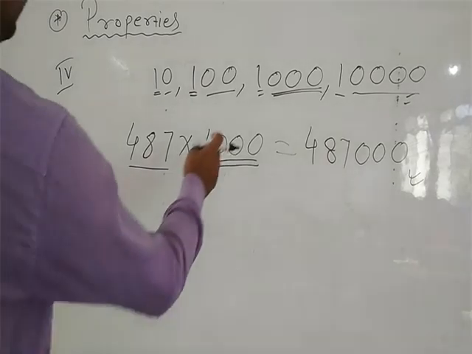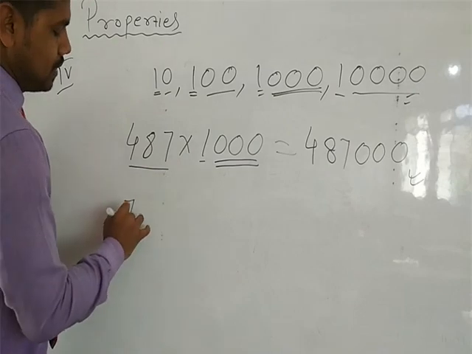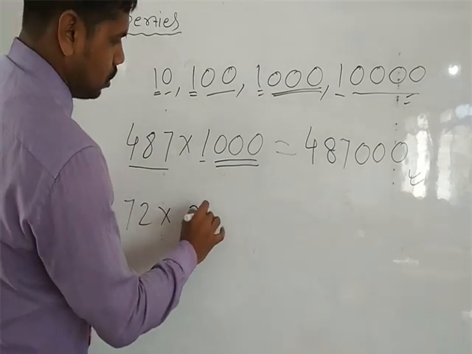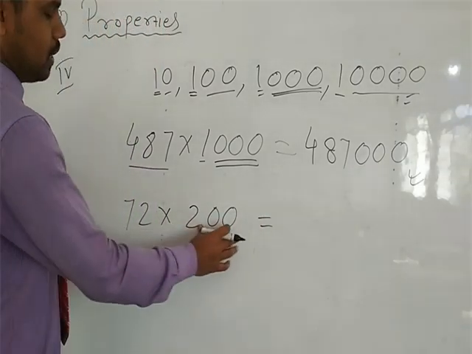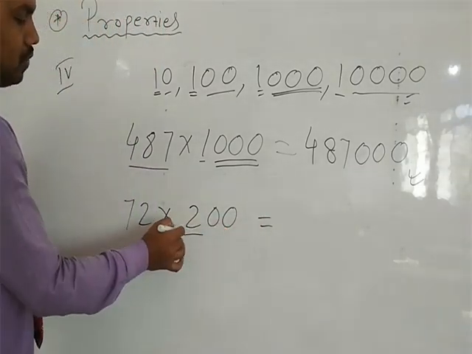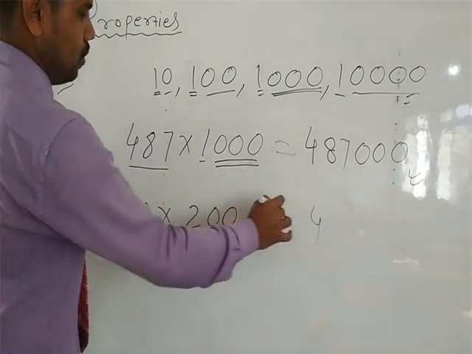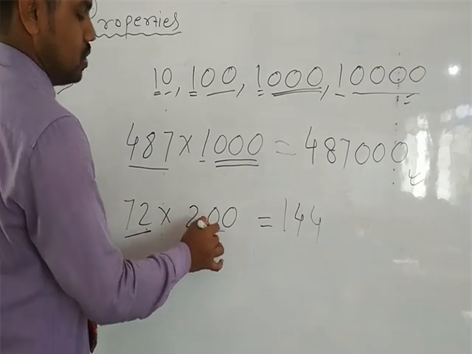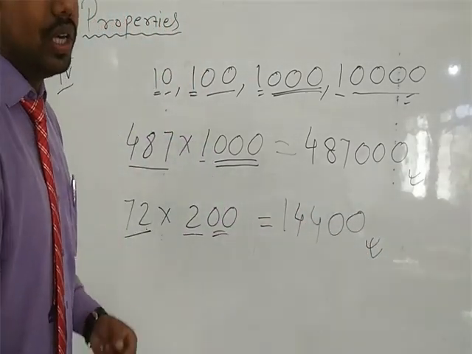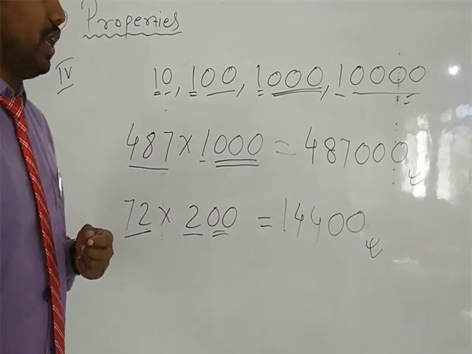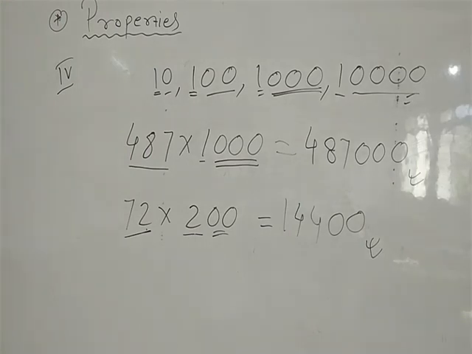Now instead of 1 it may be 2, 3, 4 also. So if it is 2, 4, 3, for example 72 multiply 200. Okay, so what we will do is we will not multiply here as like normal multiplication. We will just multiply these two numbers. So 2 2s are 4 and 7 2s are 14. So 144 and 2 zeros are here. So 2 zeros will go. So this is how directly you need to do the multiplication using the property. You need not multiply as like the normal multiplication.